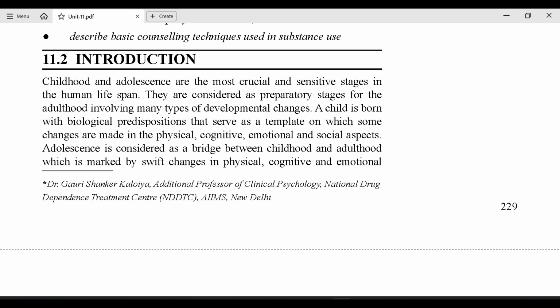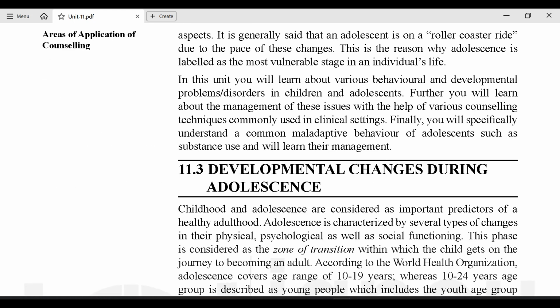Adolescence is considered as a bridge between childhood and adulthood, which is marked by swift changes in physical, cognitive and emotional aspects. It is generally said that an adolescent is on a roller coaster ride due to the pace of these changes. This is the reason why adolescence is labeled as the most vulnerable stage in an individual's life.